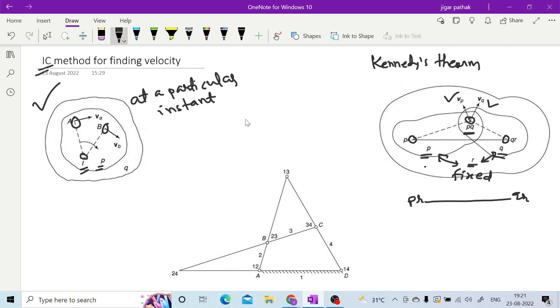Apart from that, you must have an idea about the number of instantaneous centers. Whenever you have any mechanism, you have a certain number of links, and from that you can calculate the number of instantaneous centers. If the number of links is 4, then the number of instantaneous centers will be 4 into 3 by 2, which is 6.